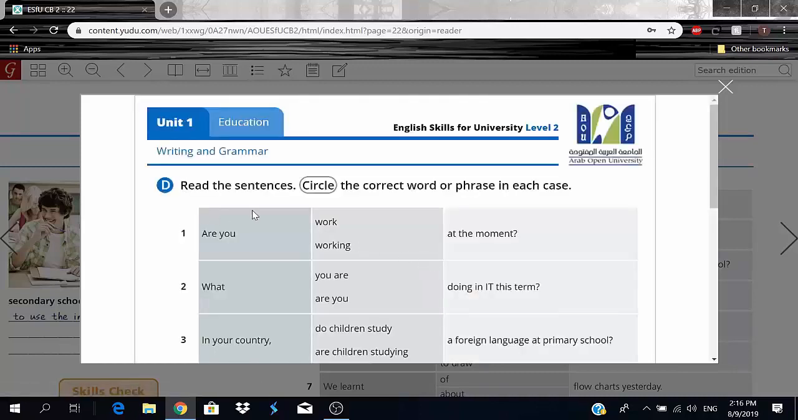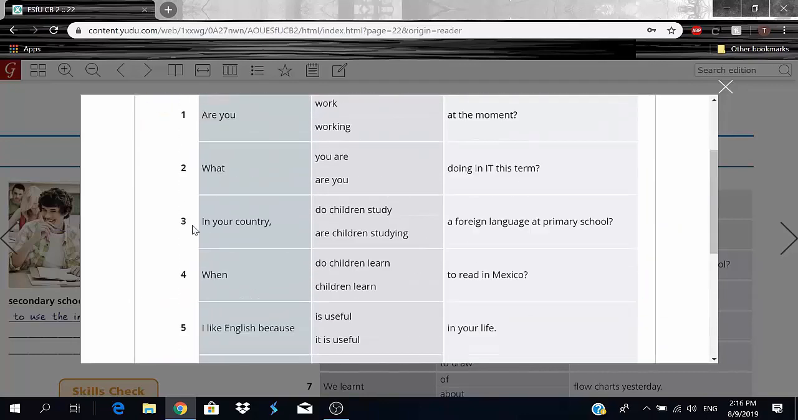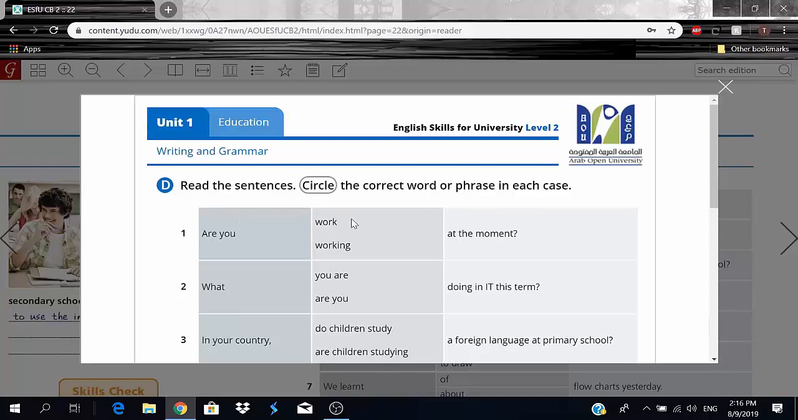Alright, so here we have: read the sentences and circle the correct word or phrase in each case. So here we have, how many are these? 8 sentences, and we have to choose the correct word or phrase. Are you working at the moment? This is obviously a yes or no question. Obviously present continuous. Are you working at the moment?